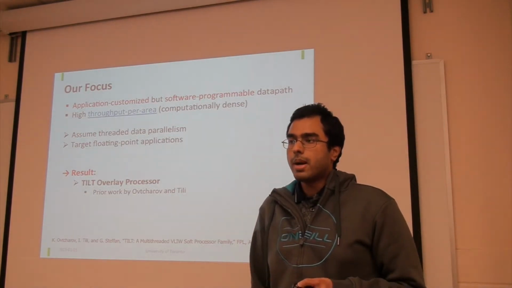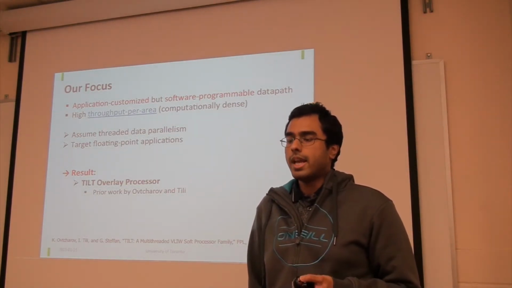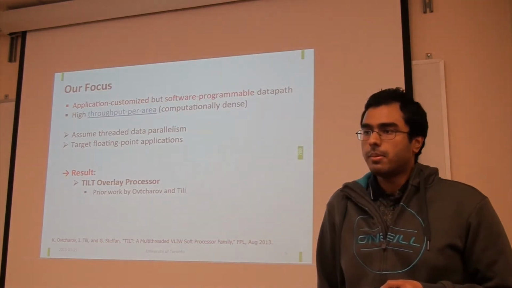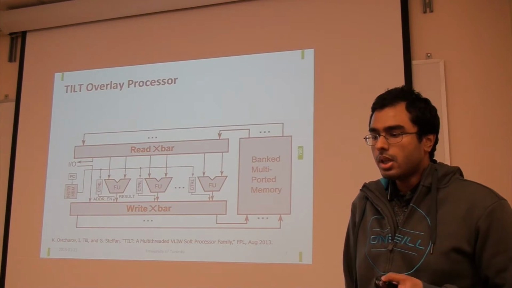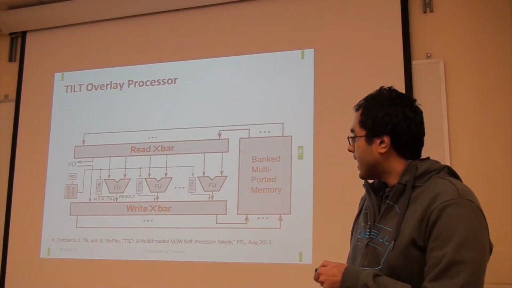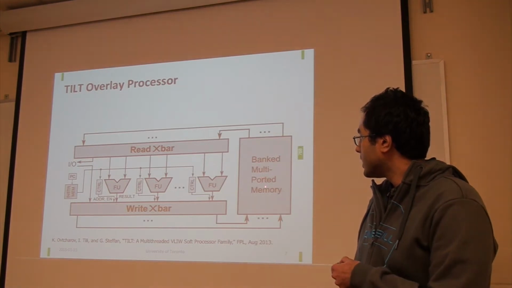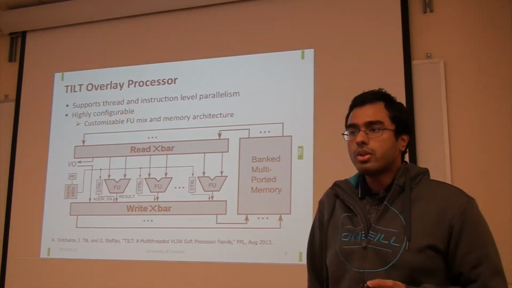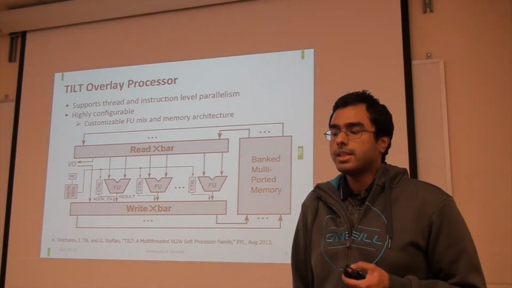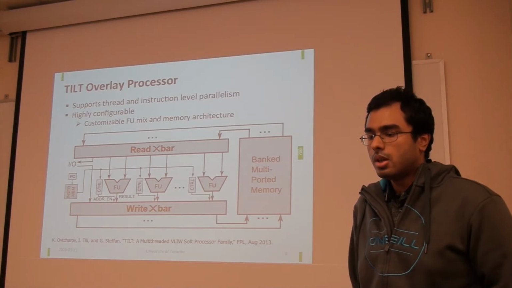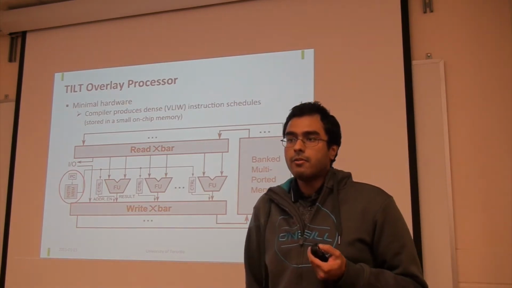We assume thread data parallelism and target floating point applications, and the result is the tilt overlay processor, which was prior work completed by Artujob and Tilly. This is the standard tilt architecture. Tilt comprises an array of functional units connected to a scratchpad multiported memory via crossbars. Tilt supports both thread and instruction level parallelism and is highly configurable with a customizable FU mux and memory architecture. Tilt is designed to have minimal hardware.